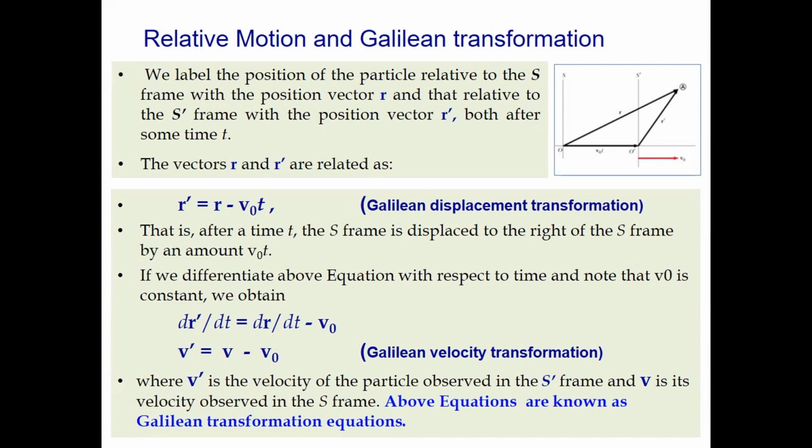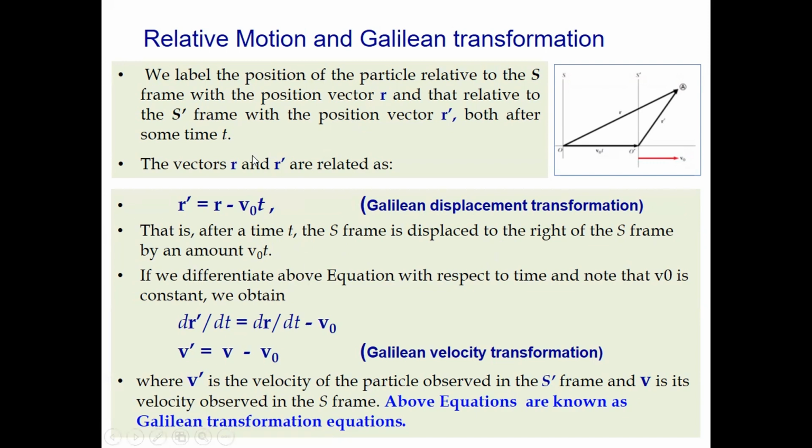The vectors R and R dash can be seen from this triangle. The sum of the V naught t vector plus the R dash vector will make the R vector. Therefore, R dash is equal to R minus V naught into t. This is called the Galilean displacement transformation. That is, after some time t, the S dash frame is displaced to the right of the S frame.